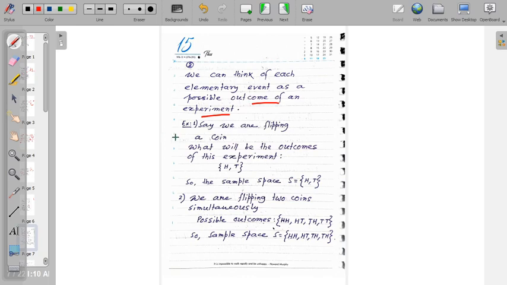Say we are flipping a coin. Whenever we are flipping a coin, what will be the outcome of this experiment? It could come up as head, or it could come up as tail. One coin whenever I am flipping, is there any other outcome possible? No outcome like Sholay, that we are excluding. Have you seen Sholay movie? Everybody?